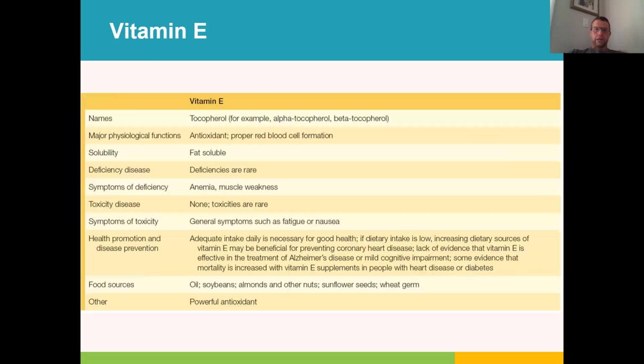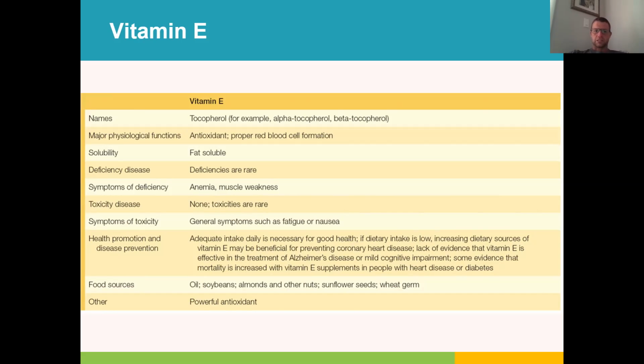Okay. Vitamin E, major functions: antioxidant. Most people know that. They always hear about vitamin E as an antioxidant, and also proper red blood cells. Again, another fat-soluble vitamin. Deficiencies are rare. What that means is we don't find a lot of people that have this issue, okay? Symptoms of the deficiencies would be anemia and muscle weakness.